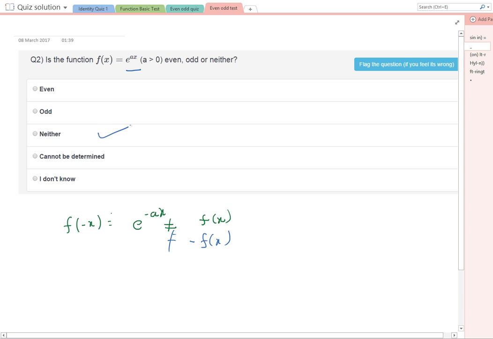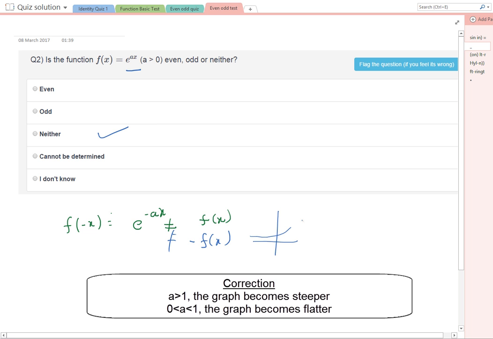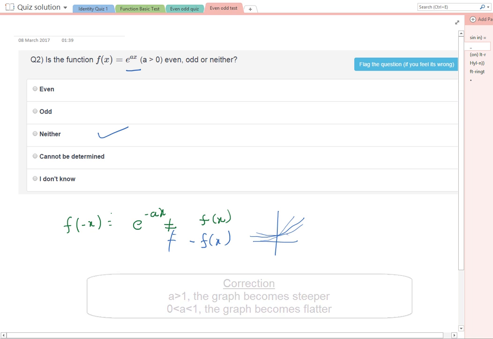We will look at the graph as well in the exponential section, but if you want to know right now, e to the power x is of this sort, and if a is greater than 0, then this graph becomes steeper, and if a is less than 0, then this graph becomes flatter.